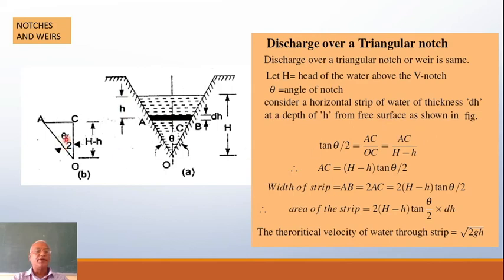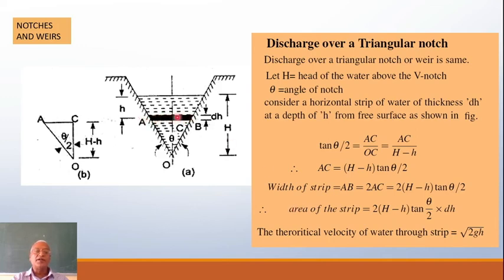Now tan theta by 2 would be AC divided by OC. AC we don't know; OC is H minus h. So because of that, this AC becomes (H minus h) into tan theta by 2. The whole strip AB is double that. Because of that, the width of the strip AB is equal to 2 times AC, that is to say 2 times (H minus h) tan theta by 2. Now you have determined AB.